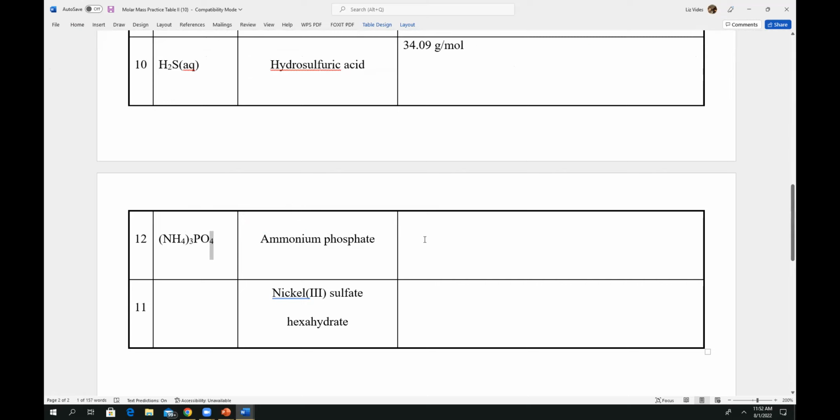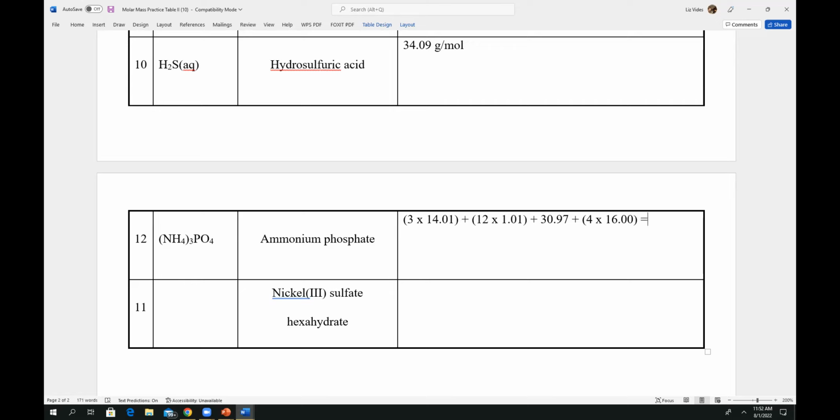All right, now you gotta look at it. So you got how many nitrogens? You have 3. So 3 nitrogens at 14.01. Then you have 3 times 4 is 12 hydrogens times 1.01. Then you have 1 phosphorus at 30.97, plus 4 oxygens times 16. So all of this needs to be added to get this molar mass. All right, so let's do it.